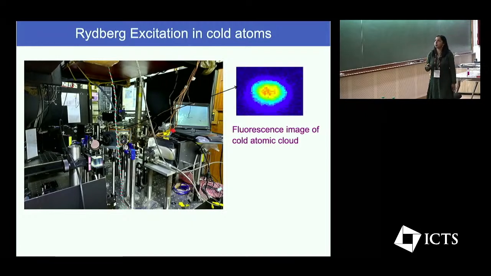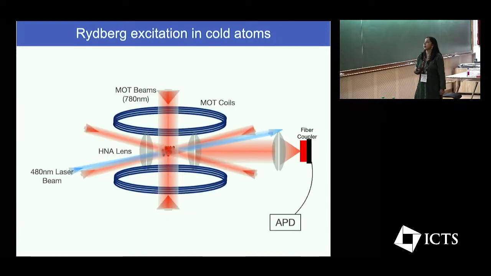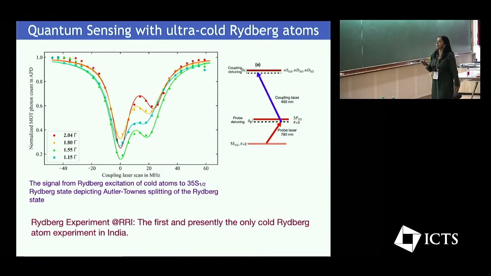So this is our experimental setup, and we have the cold atoms in the vacuum chamber, which we produce here. We use a 2-step process for the Rydberg excitation from the ground state to the excited state. First we excite from the ground state to an intermediate state using 1 laser, and then with another laser, which we call the Rydberg laser, we excite from the intermediate state to the Rydberg state. So this is the signal from the cold Rydberg atoms. In our experiment at RRI, this is the first and the only cold Rydberg atom experiment in the country.